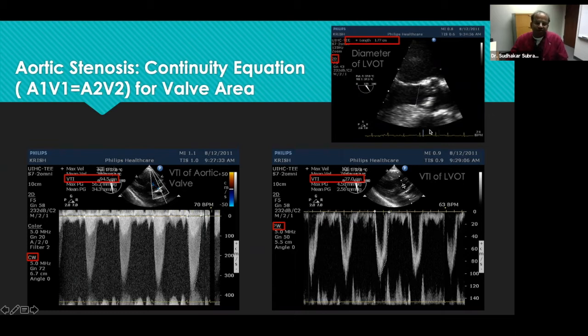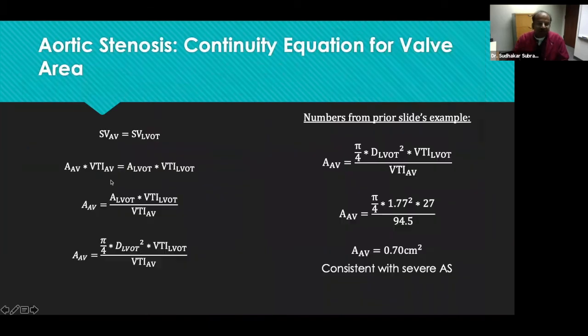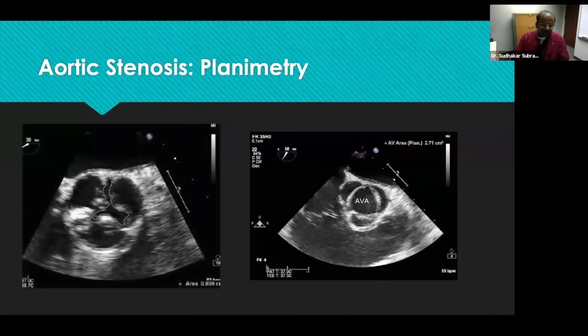For that, we'll start with the AV long axis, get the measurement of the LVOT diameter, and that's going to give the LVOT area, followed by the VTI, either the deep transgastric or the transgastric. In this particular example it is about 27, and you can get the VTI of the aortic valve, which is about 95. So by putting together using this formula, the continuity equation, you are getting close to 0.7 centimeters squared, which is in favor of severe aortic stenosis. So this is where you start in calculating the actual aortic valve area.